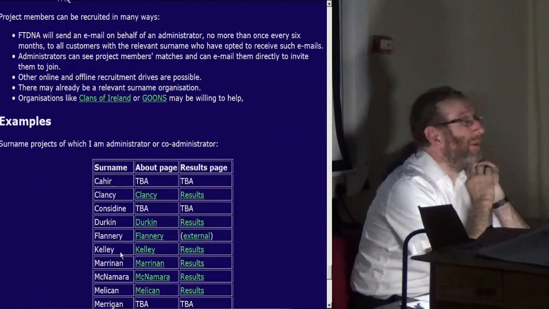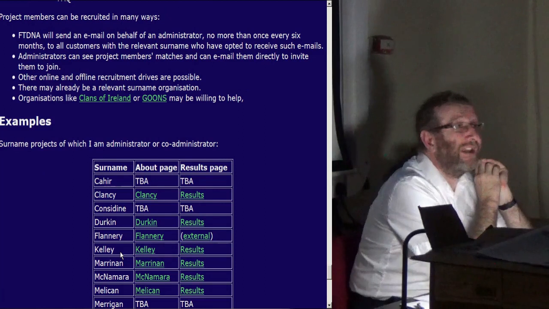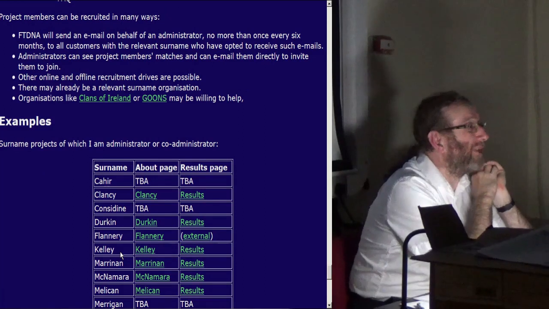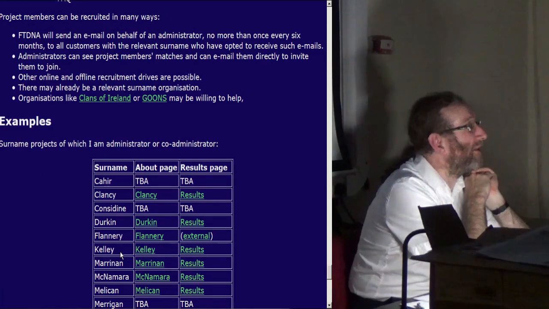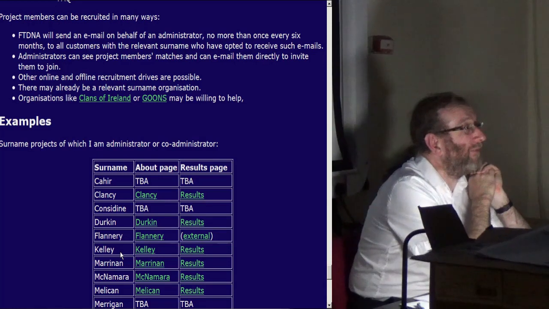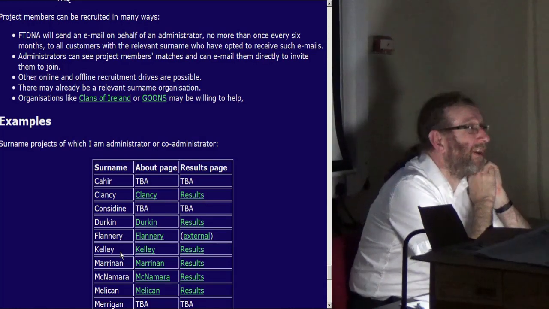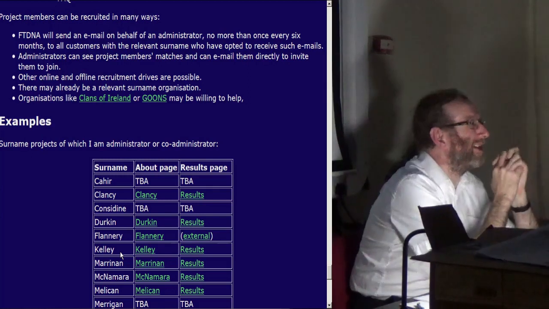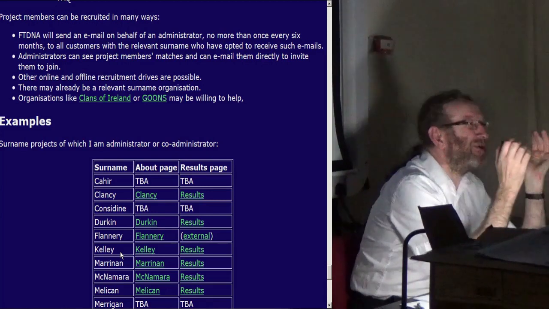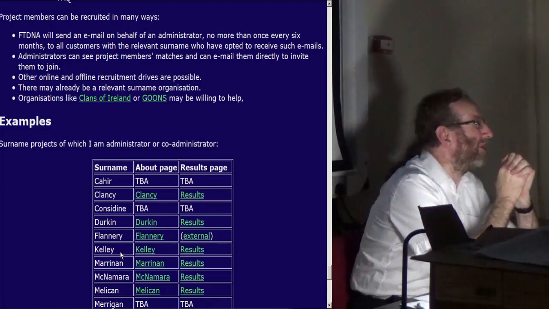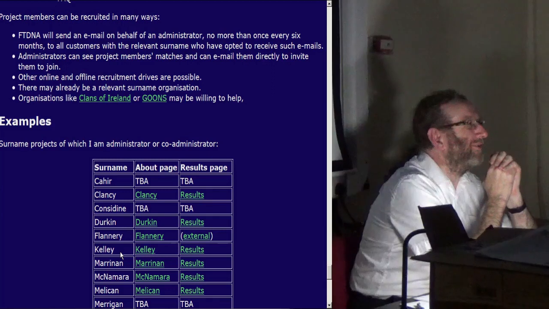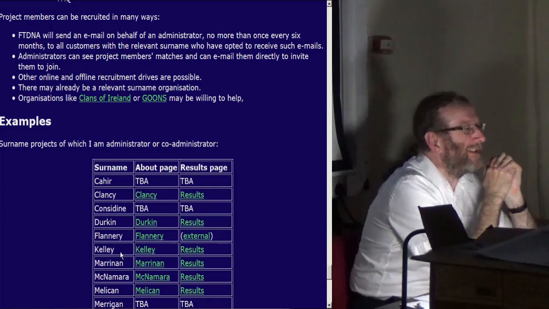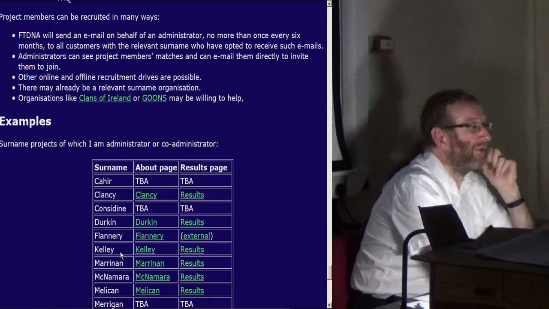How do you recruit people into your database? You can ask the group's administrator at Family Tree DNA to send out an email on your behalf to all the customers with your surname, asking them to join your project. So write something up saying, please come and join our O'Dea project. We have a great O'Dea clan association. We have reunions. We have a DNA project. We'll find you your hometown land in Ireland. Please sign up for our FTDNA project.